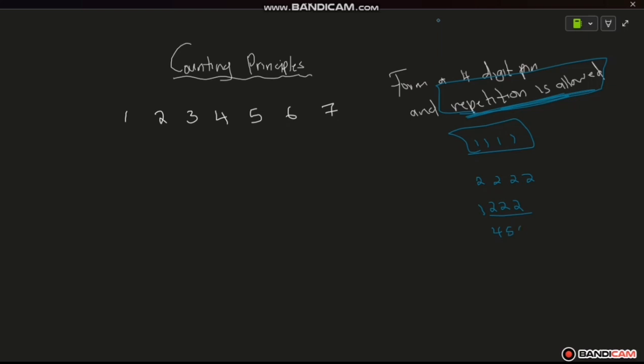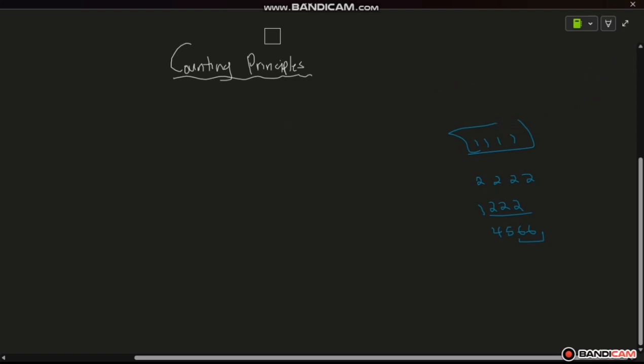Or you can say 4 5 6 6. You repeated this 6, right? Why? Because they said repetition is allowed. But if they say repetition is not allowed, it means that you cannot actually repeat digits. You use it and you don't put it back. It's like you're doing it without replacement, as we did when we were explaining the tree diagram. I hope it makes sense.